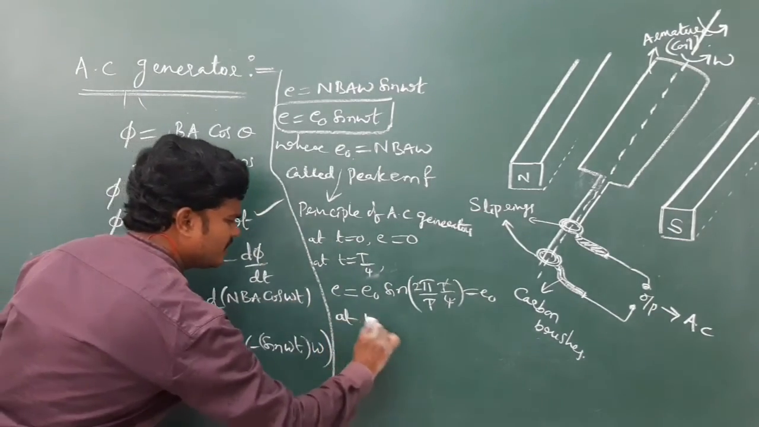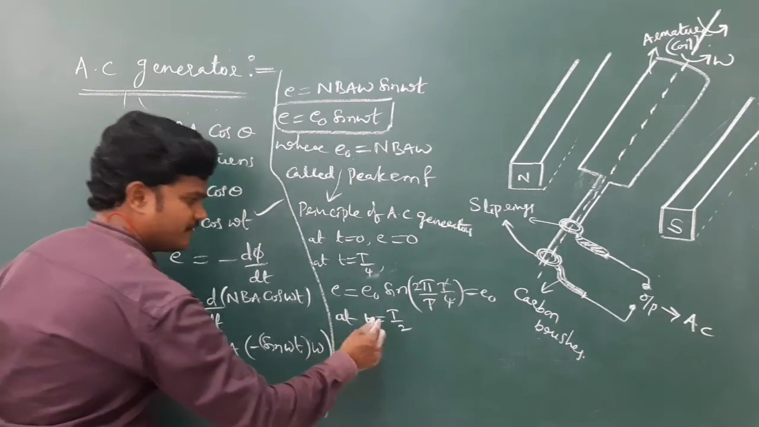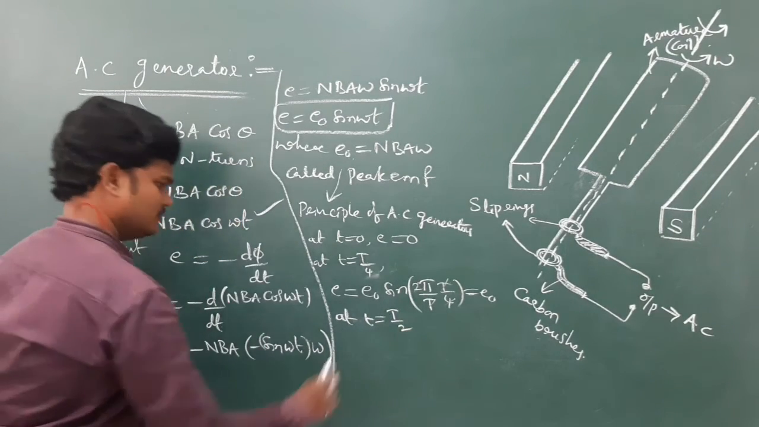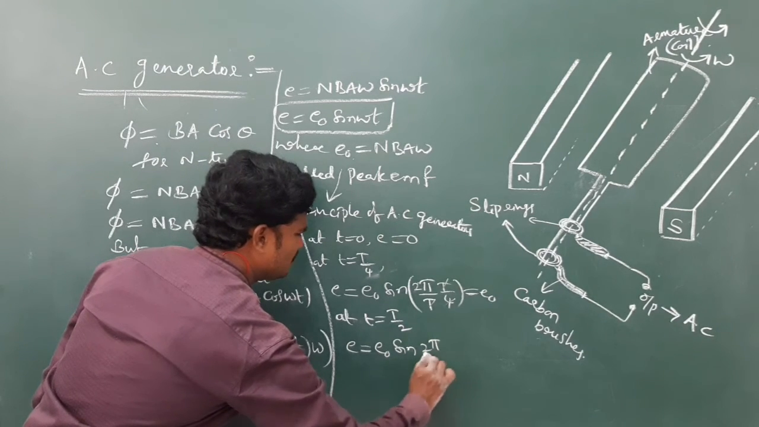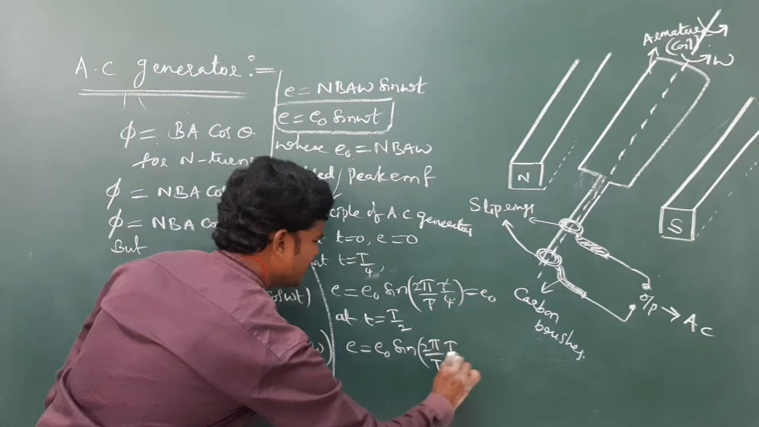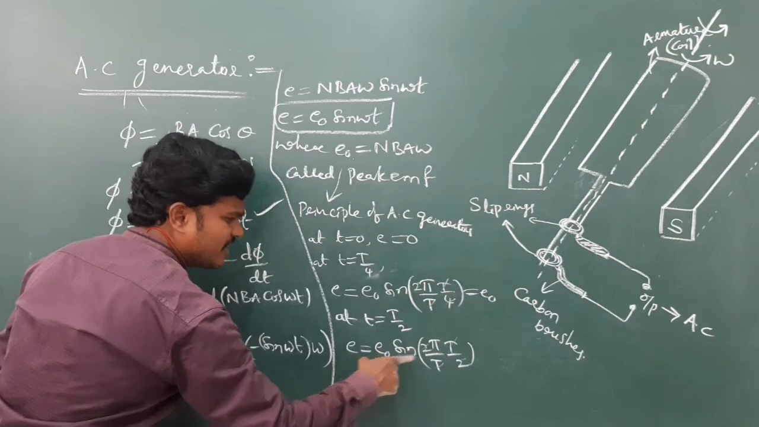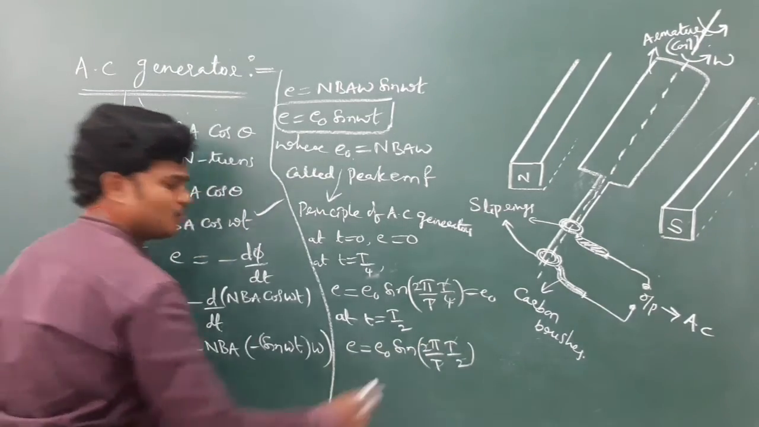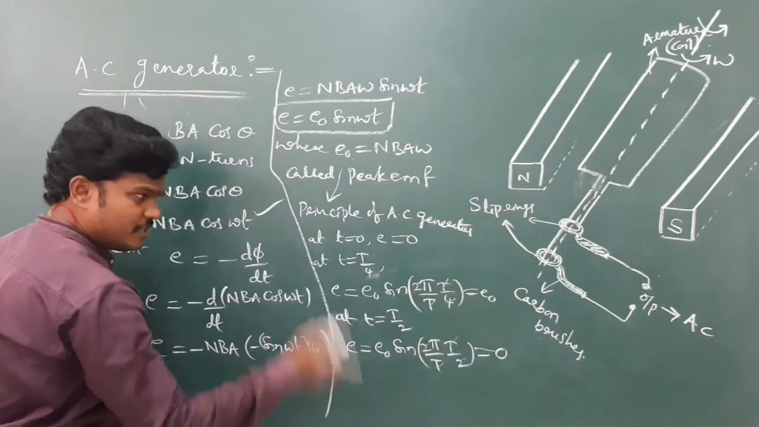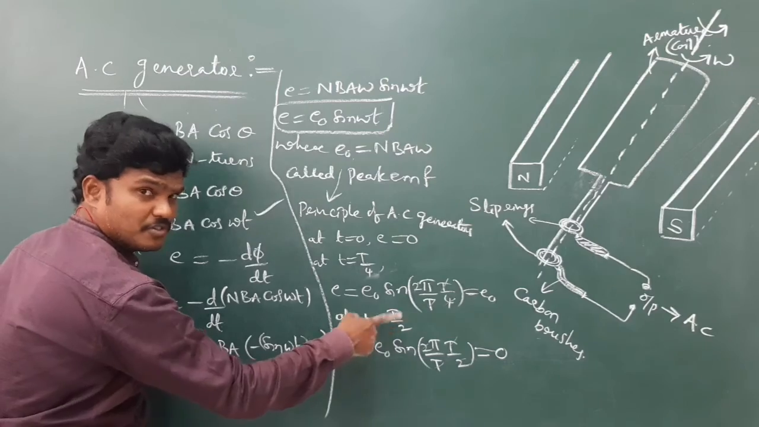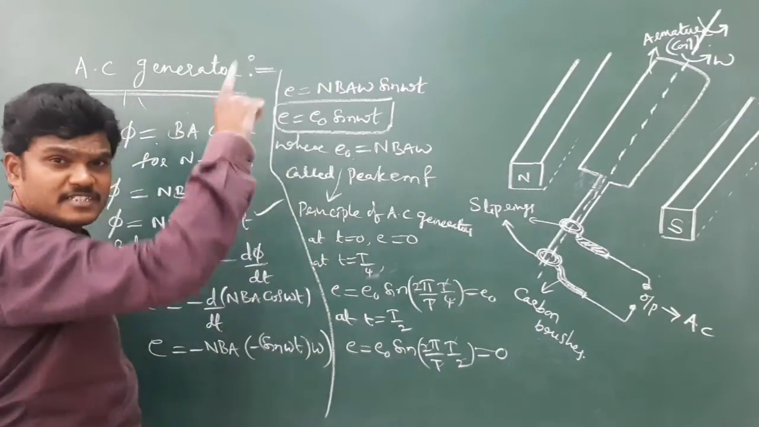Let us try at t equal to T by 2, that is 2T by 4. E naught sine omega t, where omega is 2 pi by T into small t, and small t is capital T by 2. The T cancels, giving E naught sine pi, which is sine 180, so 0. After T by 2 time, the EMF is 0. Then if you try T by 4, 2T by 4, 3T by 4, 4T by 4, you will get 0, maximum, 0, maximum, so you will get a sine curve.